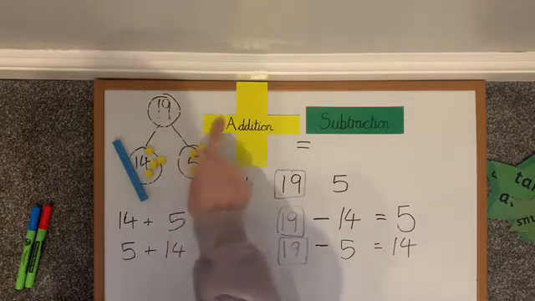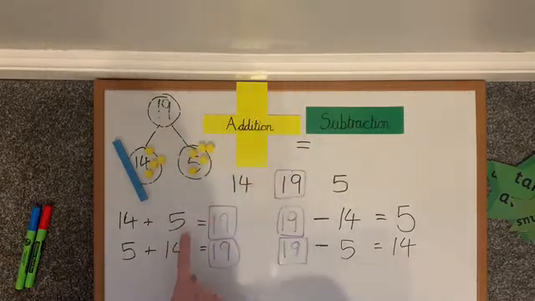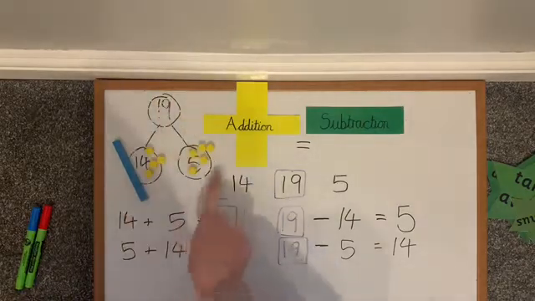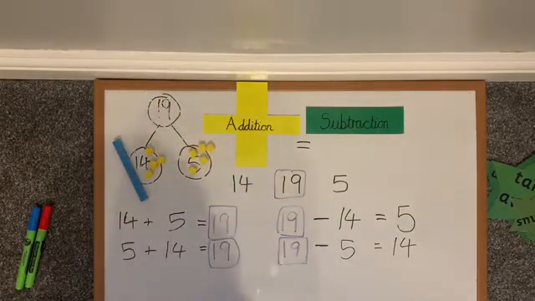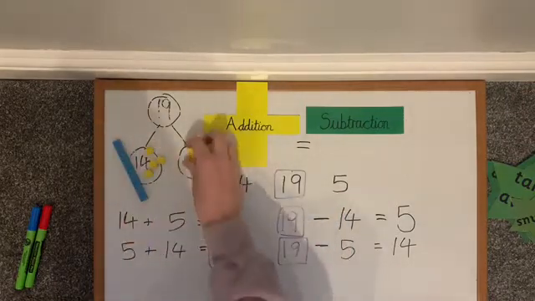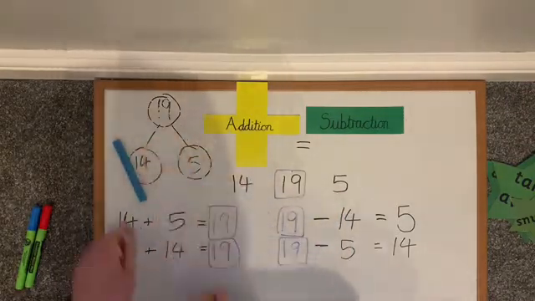So I'm going to give you 3 numbers. You're going to see if you can find the 2 addition number sentences and the 2 subtraction number sentences using the inverse method. And you can use your part whole to help you along the way. Okay, so you can make these 3 numbers on your part whole to find the number sentences.